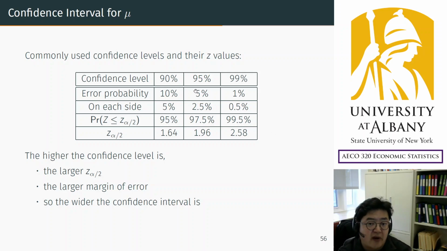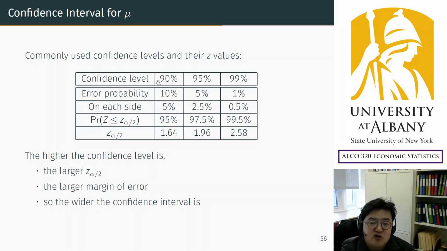So let me summarize. When you choose 90% confidence level, that means you are willing to sacrifice 10% as error probability. Instead, what you are going to get is a smaller margin of error, so your estimator will be more informative.